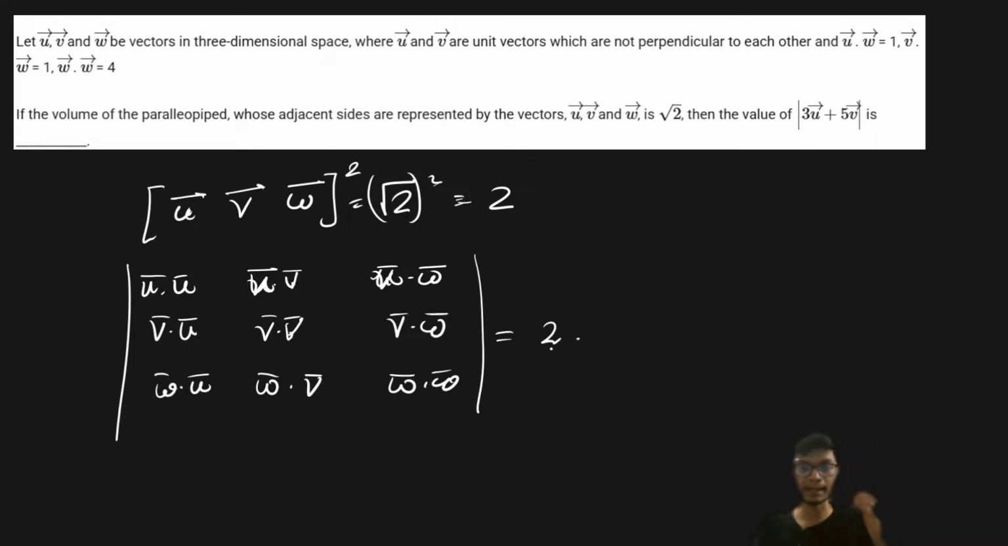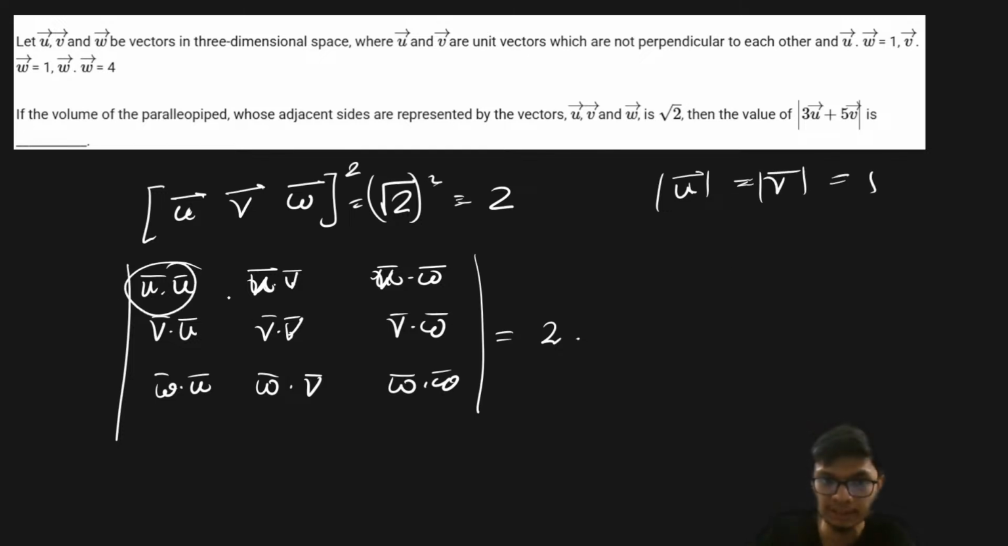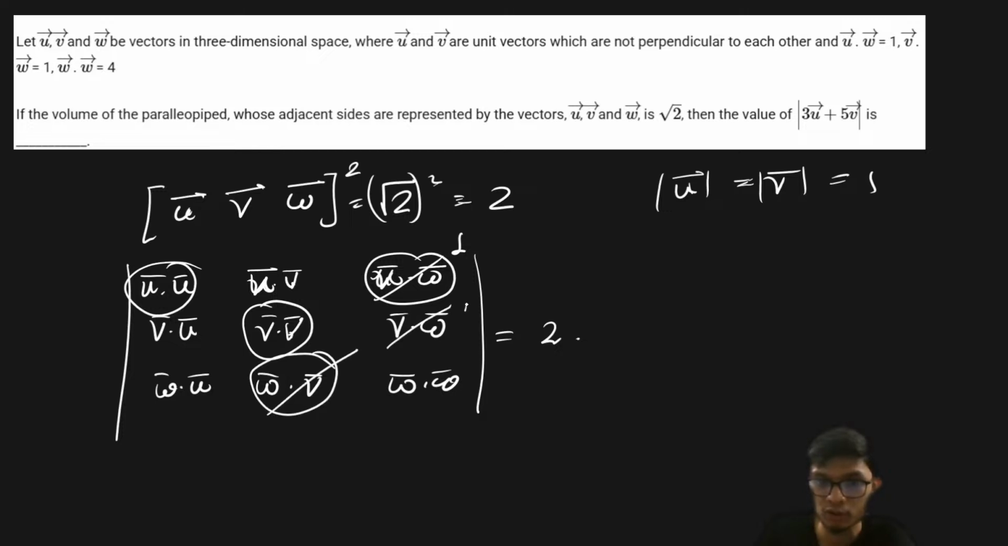Right. Now from here, some things are very simply given. It is said that the u vector and v vector are unit vectors. So therefore, u dot u is equal to 1, and v dot v is also 1. And it is also said that u dot w is equal to 1, and v dot w is also equal to 1. Once you simplify, these results are very simple to get, right? And it is also said that w dot w is equal to 4. So all these results are given, right?